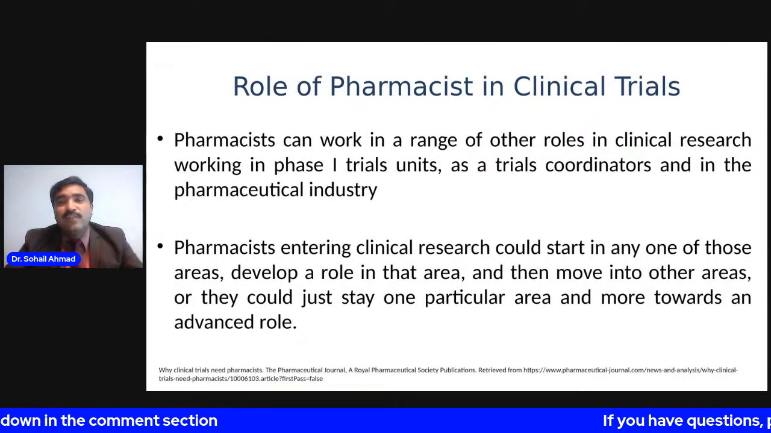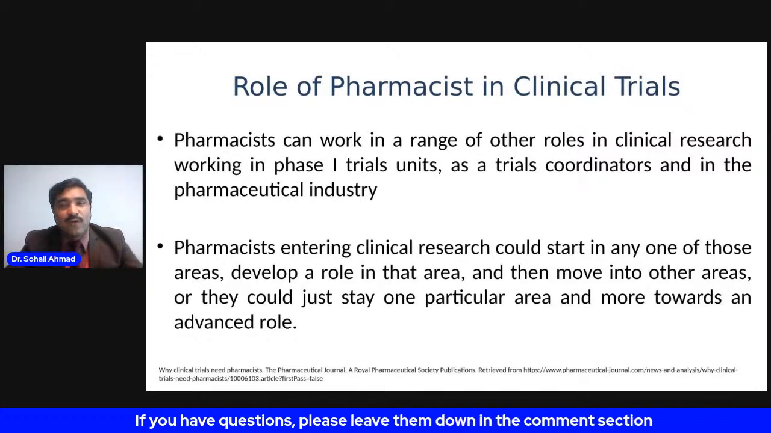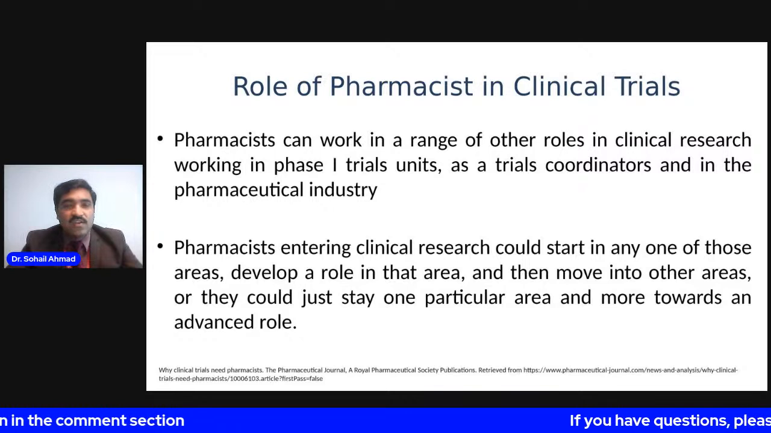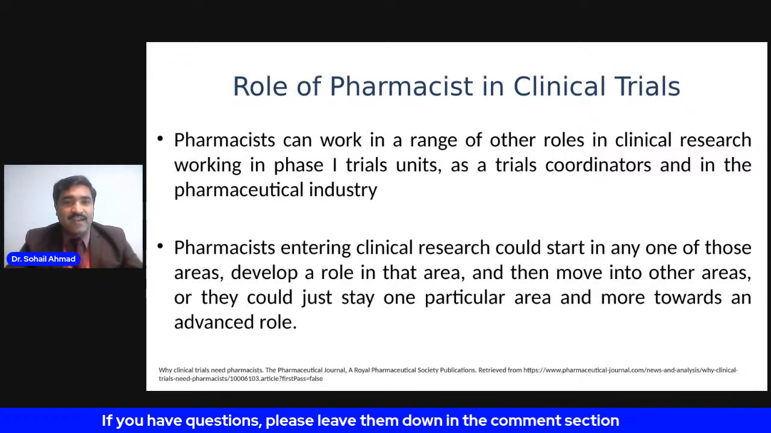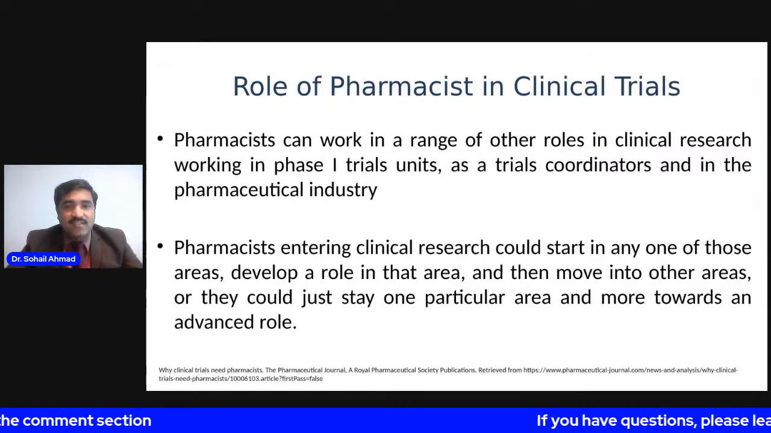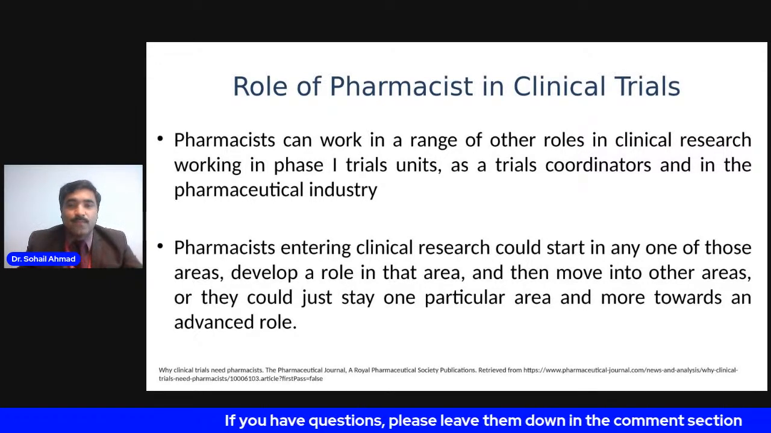All right, so all these roles were more practice based up to this slide. So now we will see the role of pharmacists in clinical trials. Pharmacists can be a valuable member of a clinical trial team. They can work in a range of roles, in phase one trial units, as a trial coordinator, in the pharmaceutical industry. Pharmacists entering clinical research could start in any one of these areas, develop a role in that area and then move into another area as well.